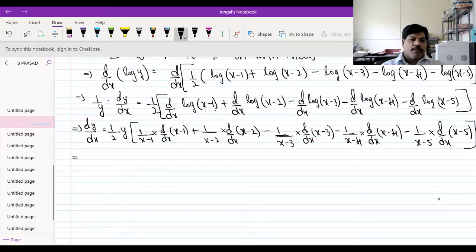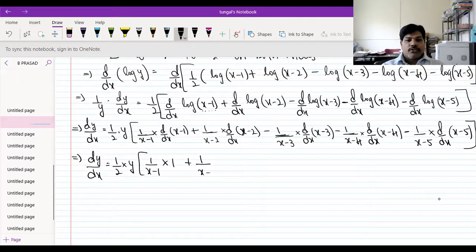So see this one, that implies dy by dx is equal to 1 by 2 into y into 1 by x minus 1 into the derivative of x minus 1. What happens? Derivative of x is 1, derivative of minus 1 is 0. So automatically this value will become 1, plus 1 by x minus 2 into the derivative of x minus 2. Derivative of x is 1, derivative of minus 2 is 0.